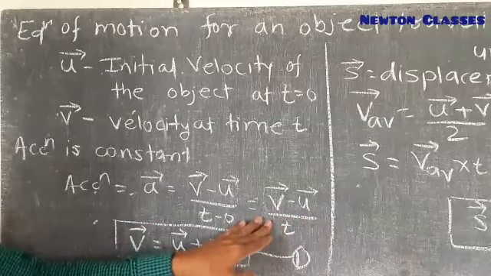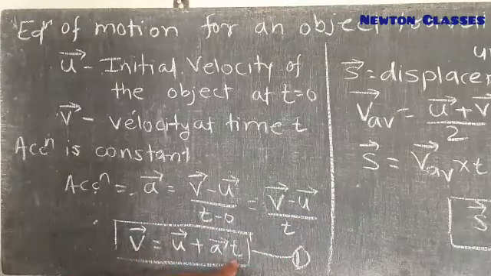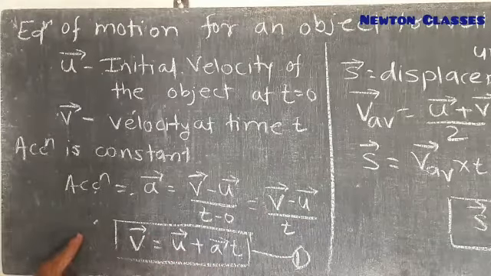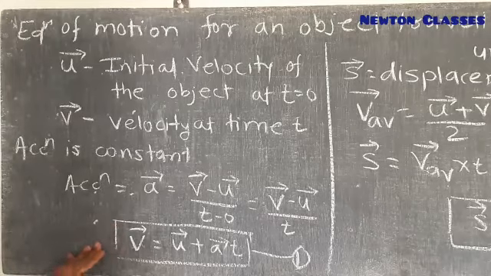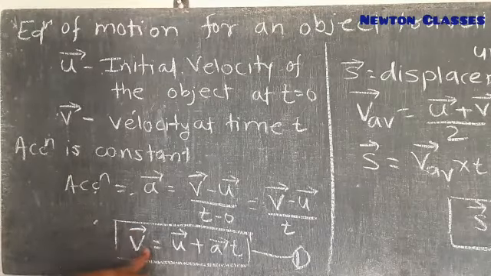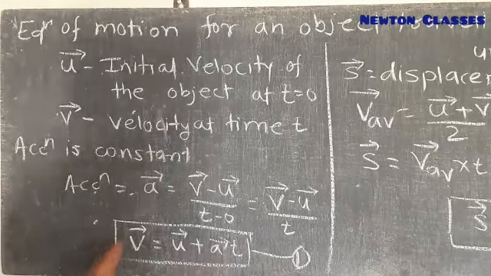By rearranging this equation, we get v bar is equal to u bar plus a bar t, which is the first equation of motion, which is similar to the equation which we have obtained in rectilinear motion. But remember, in this equation, v bar, u bar and a bar are vector quantities.